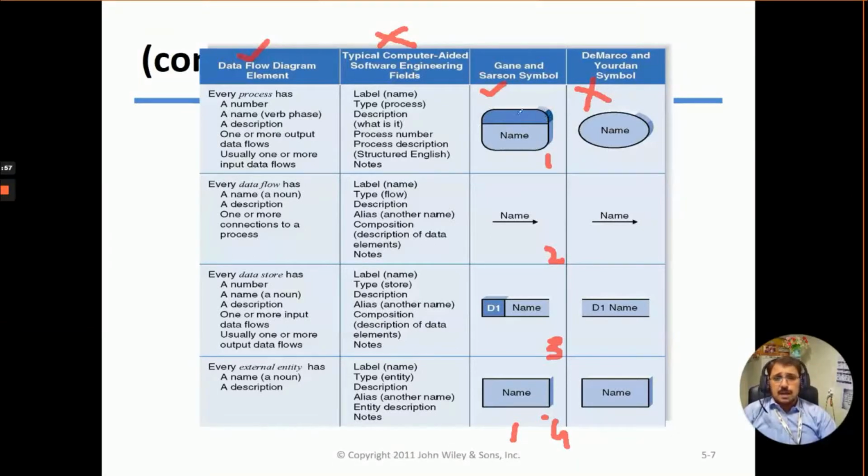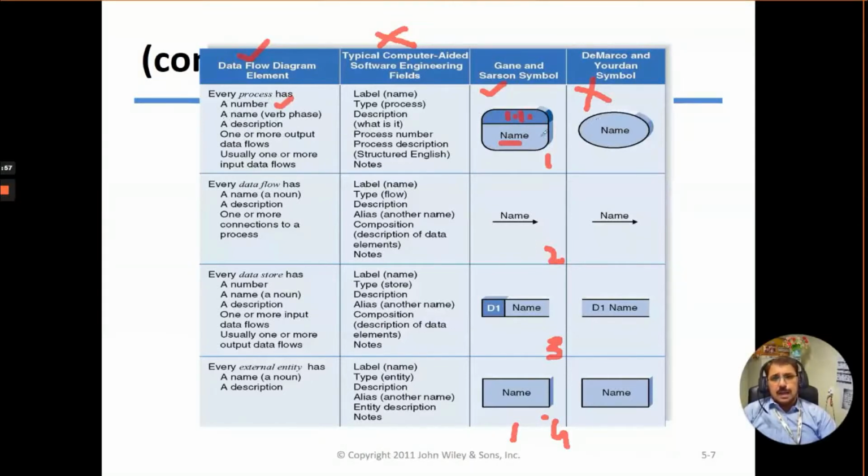round corner rectangle. Okay, and it is again divided into two parts. The first part, the top, is the number. Every process has a number, like 1 or 0 or 1.1. Okay, and the lower part will be the name. So if you see here, every process has a number, and the number will be here.